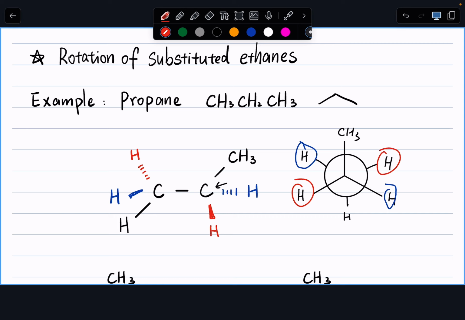Will we be allowed molecular kits during the exam? Yeah, you can bring your molecular kit. How do we know if it's wedged or dashed, and the difference between that and a normal bond?